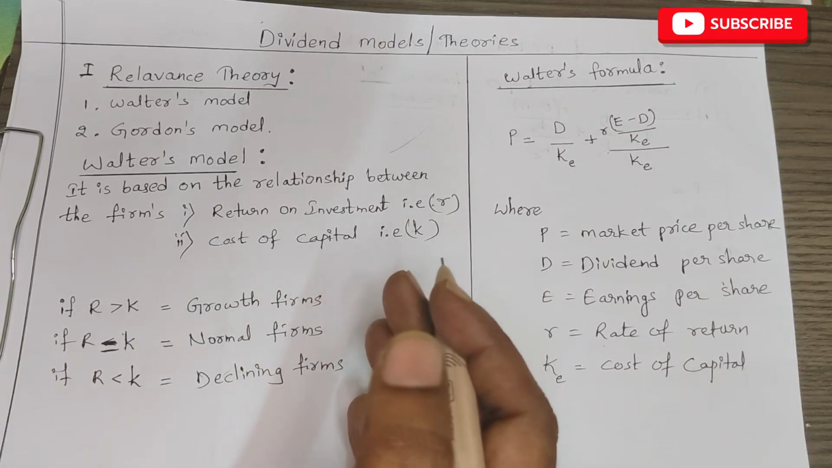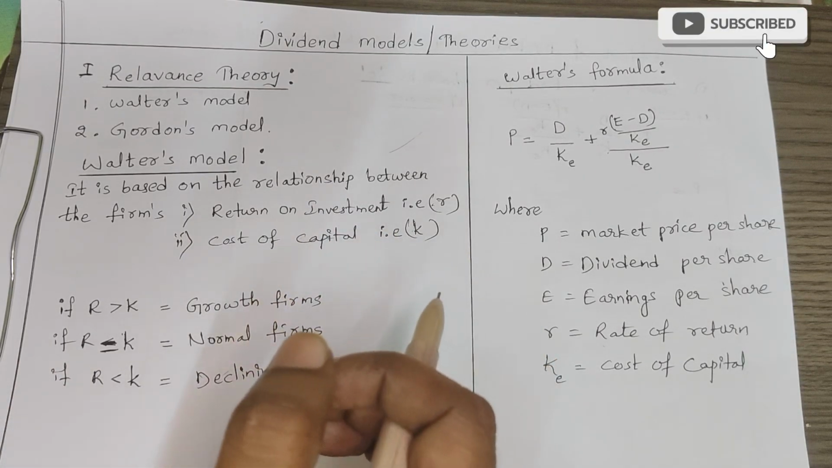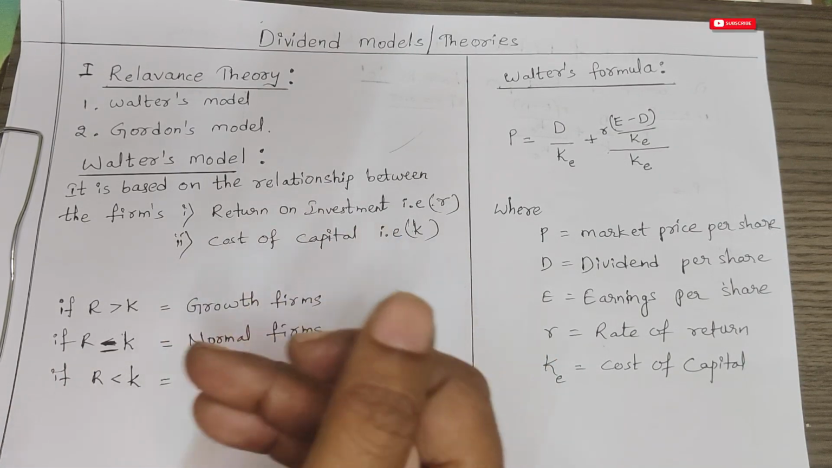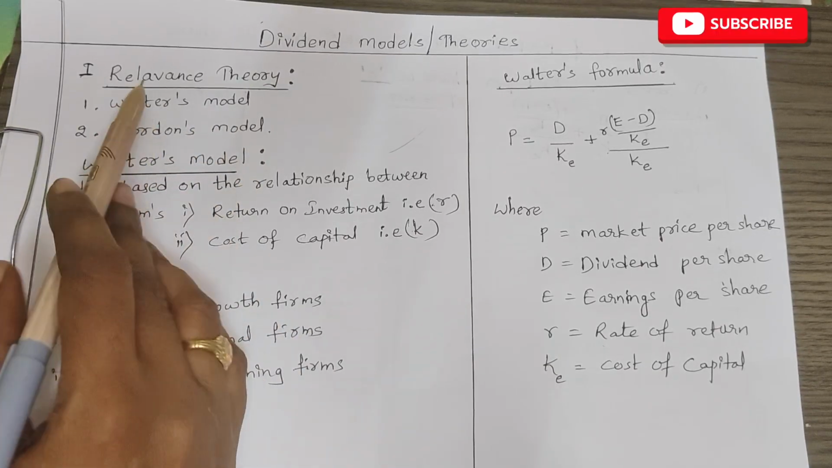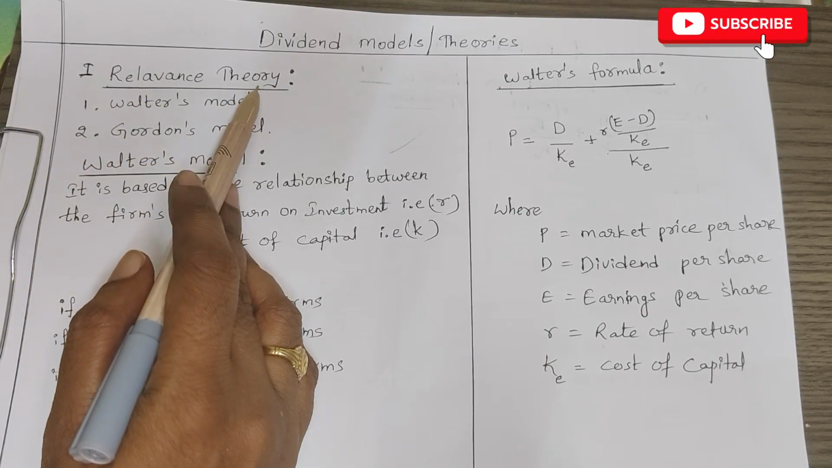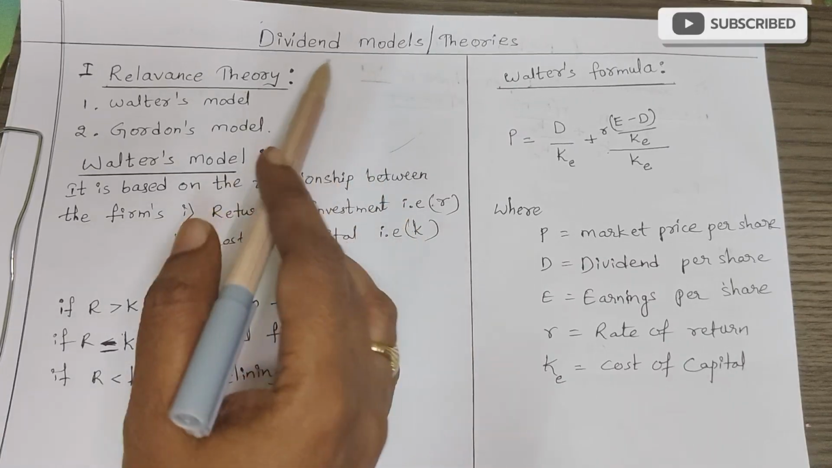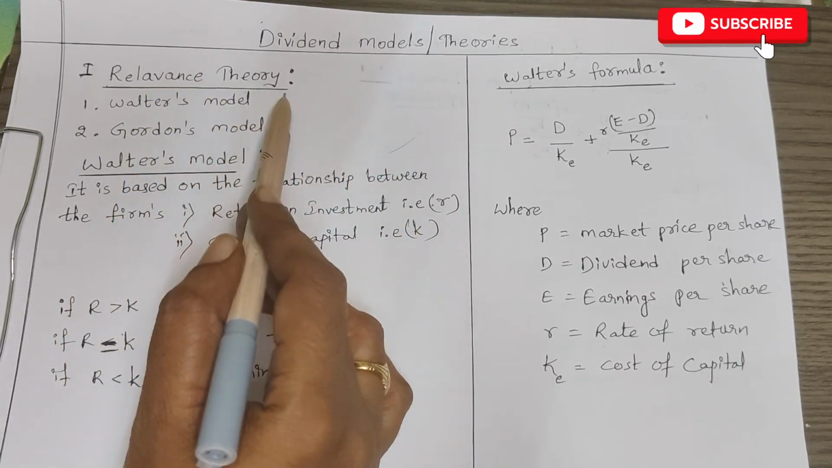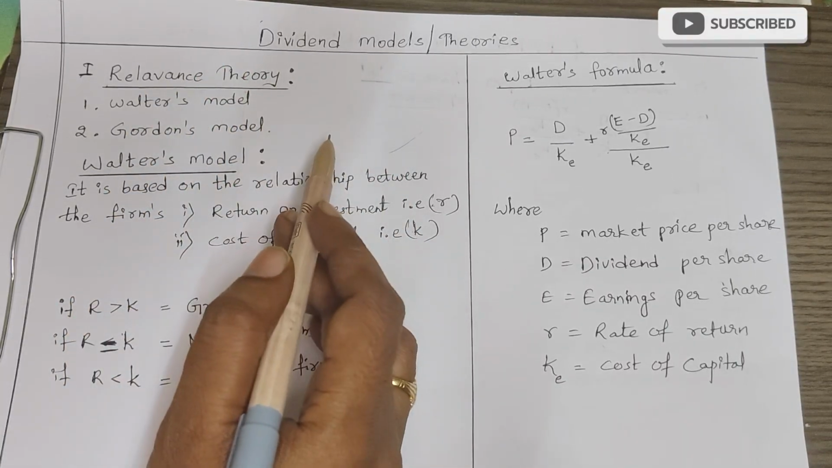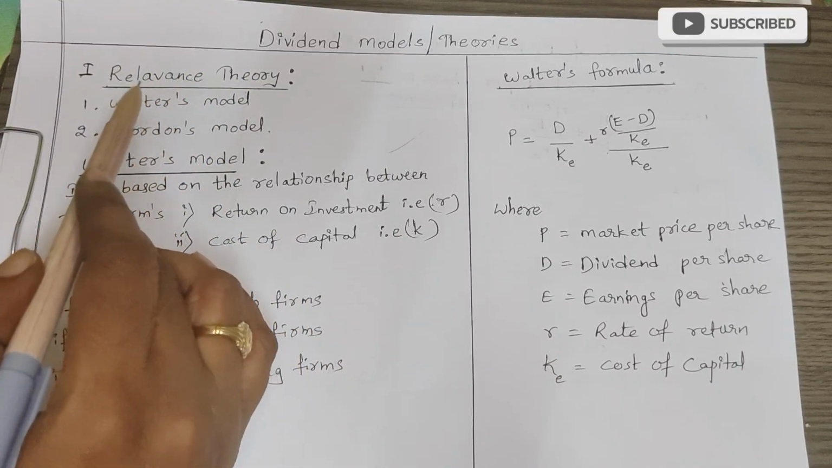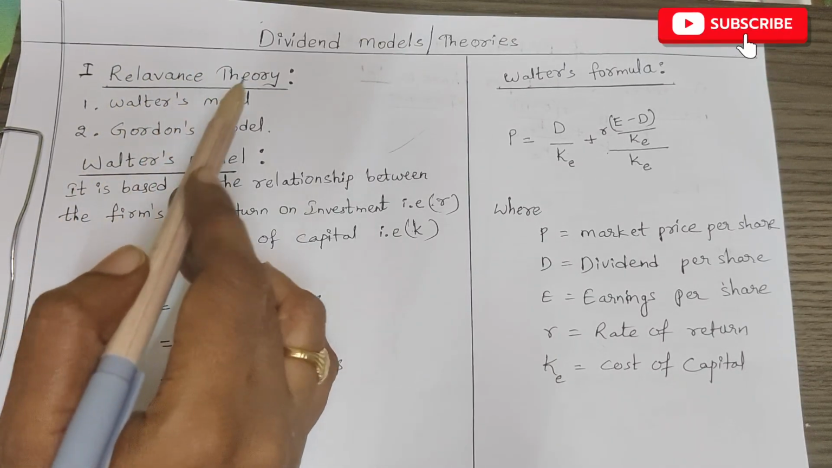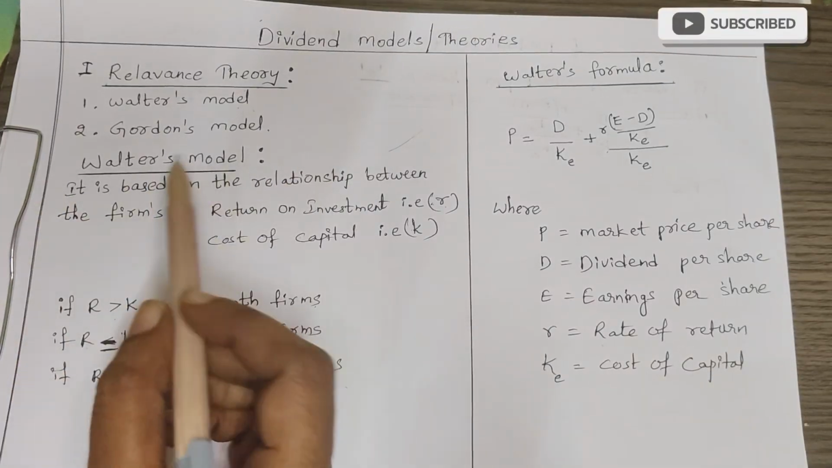So here you will get one theory, one problem for long. The problem is either Walter model or Gordon's model. These both models are from relevance theory. Here we have two theories under dividend models: one is relevance theory, the other one is irrelevance theory. From relevance theory only, you will get 12 marks problematic part in the final examination. Today we will see Walter's model.